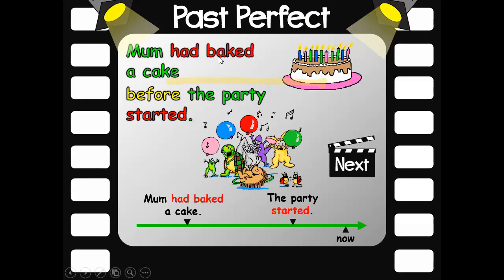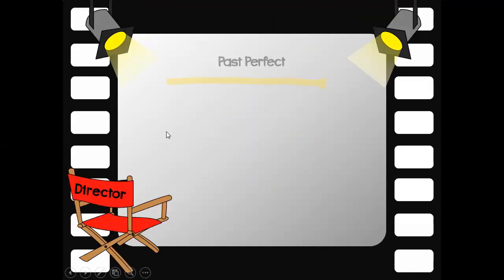Right. So which tense did I use for the first action? Past perfect. Yes, had baked. And which tense did I use in the second action? Past simple. So again, the first action is past perfect. The second action is past simple. So action number one is always in past perfect, action number two always in past simple. Okay?